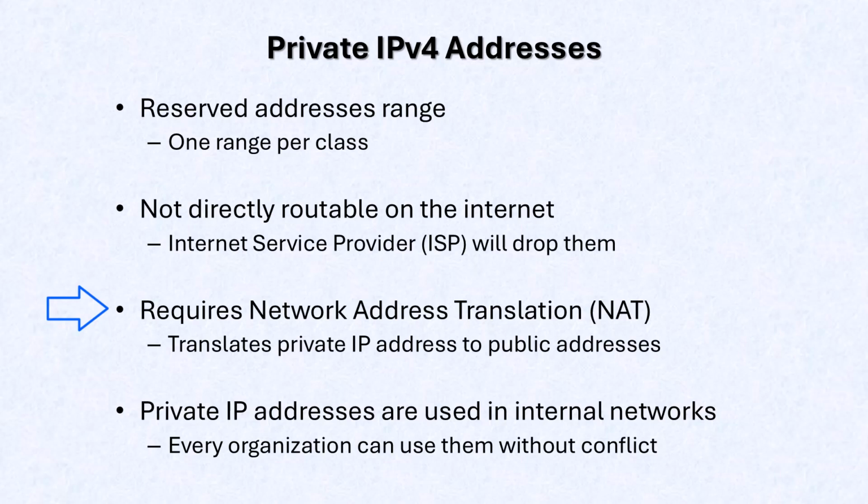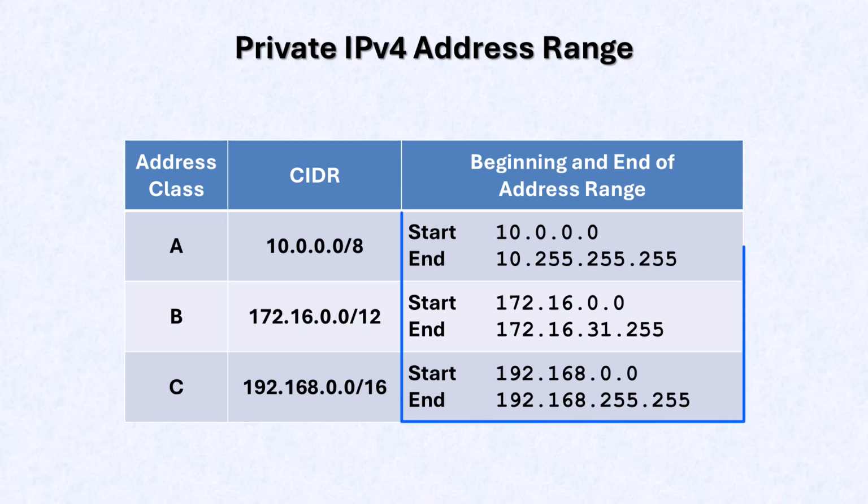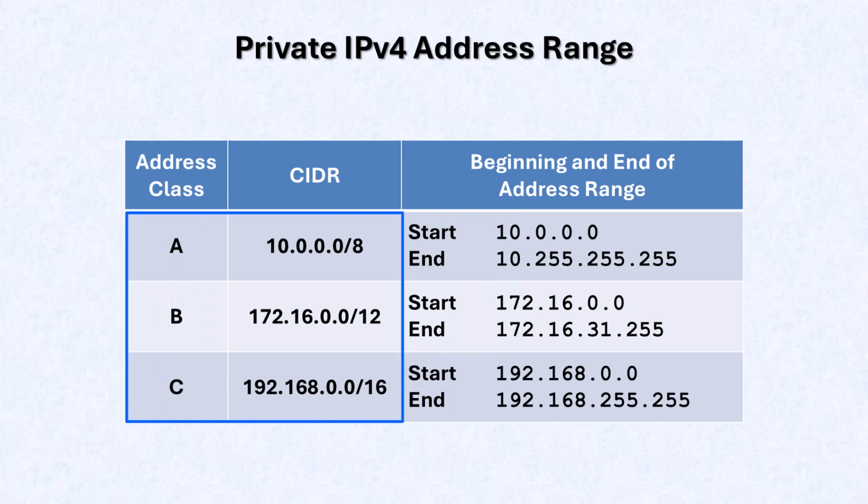NAT is typically performed by a router. NAT translates a private address to a public address. Public IP addresses are routable. Private IP addresses are used for internal network communication. Every organization can use them internally, and there will be no conflict. Shown here are the ranges for the private IPv4 addresses. There is one range for each class.